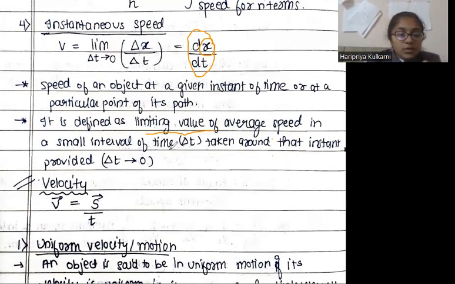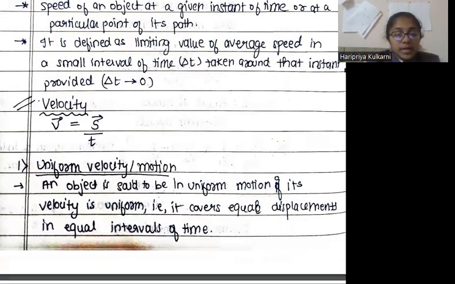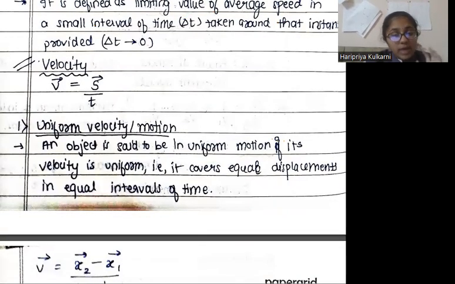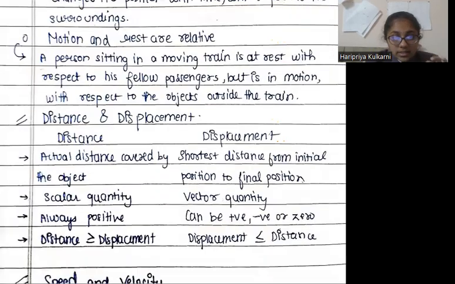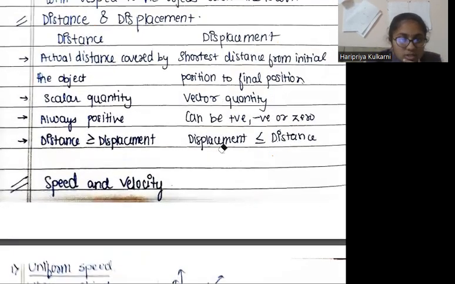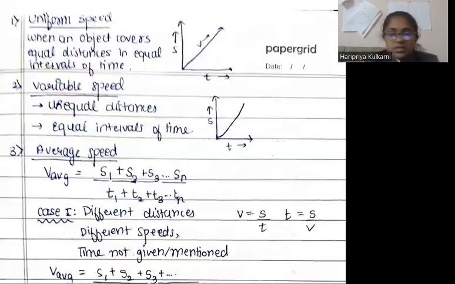Okay, now coming to velocity. Till now we were discussing speed, right? That only has magnitude, just as we discussed distance and displacement. Similarly, we can discuss speed and velocity. Speed is also a scalar quantity. It is always positive. And displacement is a vector quantity. It can be positive, negative, or zero.